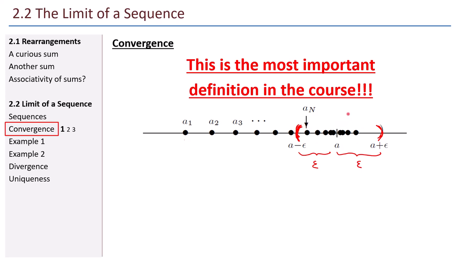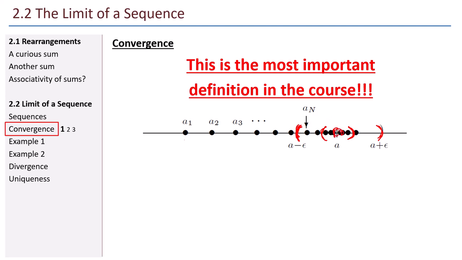Now, I need to be a little bit careful. It can't just happen for one epsilon. Maybe I say, oh yeah, I picked an epsilon and I found a big N so that all my terms after the big N were trapped within epsilon. Then I pick a smaller epsilon, and I sort of play the game again. Is there some other big N so that after some point, all the terms of my sequence are trapped within that smaller epsilon of a? And if that's true, then I make an even smaller epsilon, and on and on and on.